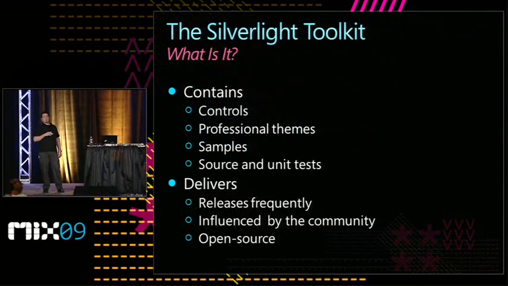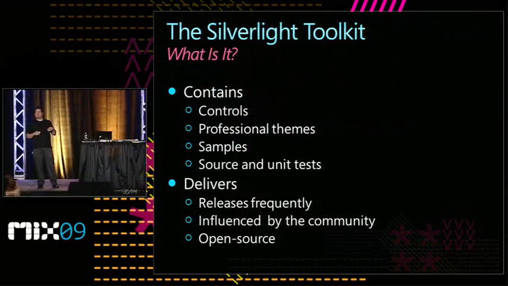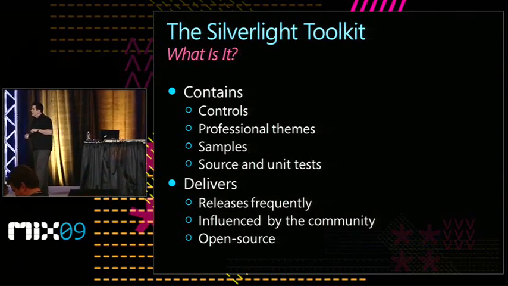First, a refresher on what the Silverlight Toolkit is for anyone that doesn't know. The Silverlight Toolkit contains a bunch of controls that we iterate on quickly. It's sort of our agile delivery vehicle. It ships professional themes, so you can style your application in XYZ way. And we put a lot of effort into these themes.